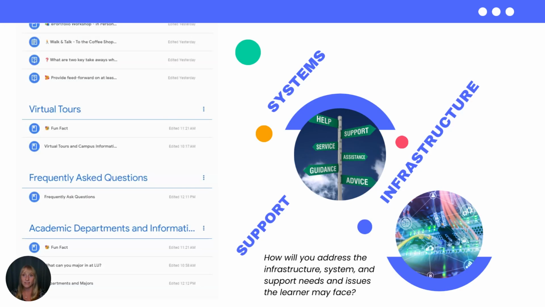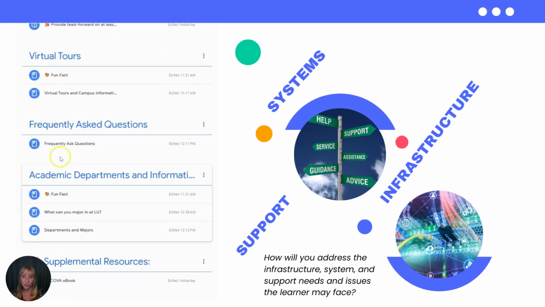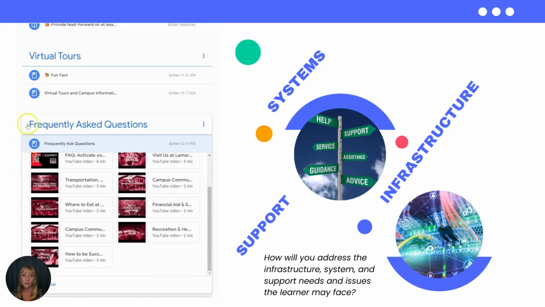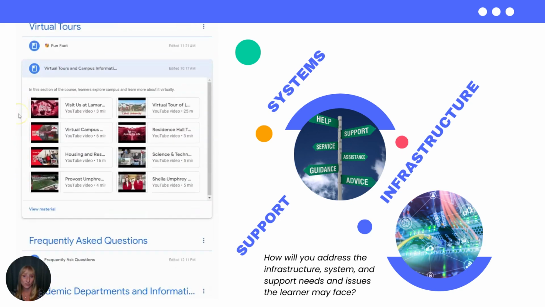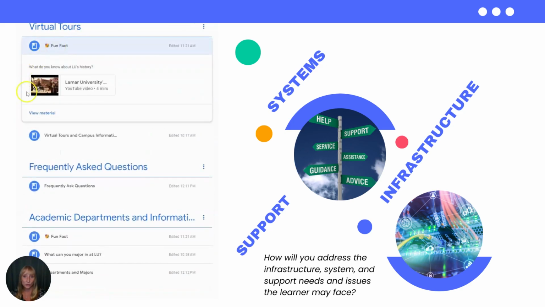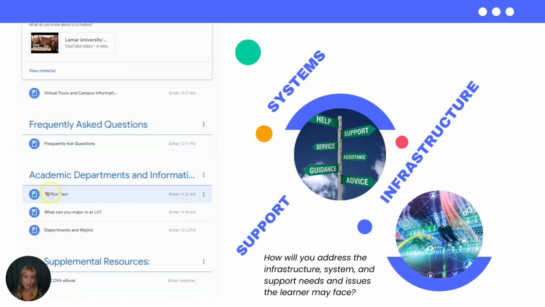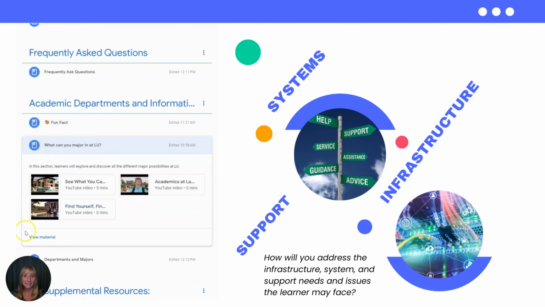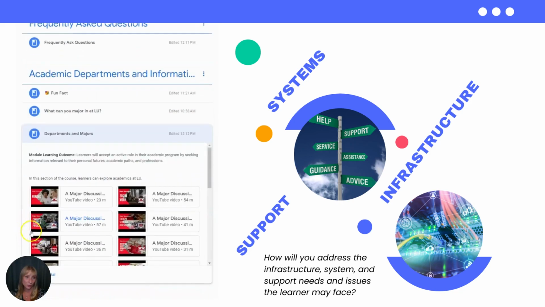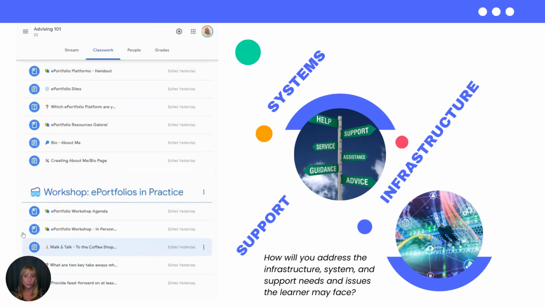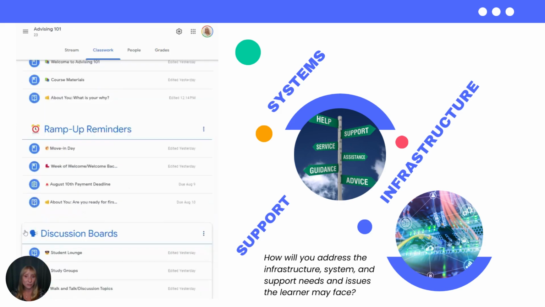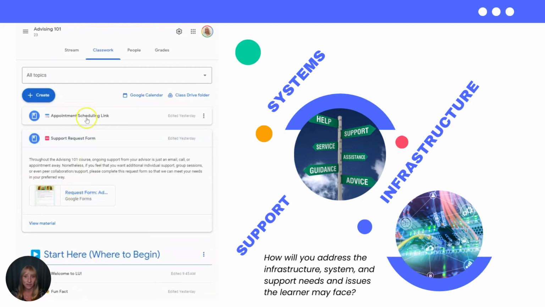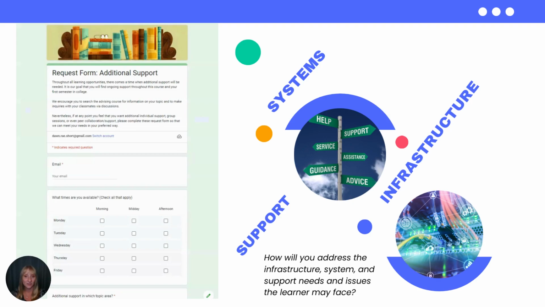The Advising 101 course addresses the infrastructure, systems, and support needs and issues that our learners face by first providing opportunities for students to connect with advisors. Advisors introduce support services from all across campus. We also provide frequently asked questions, how-to guides, and connect students with service desk for technical support. Connecting learners to existing university infrastructure, systems, and support through our support request form can help create a positive advising relationship and experience.